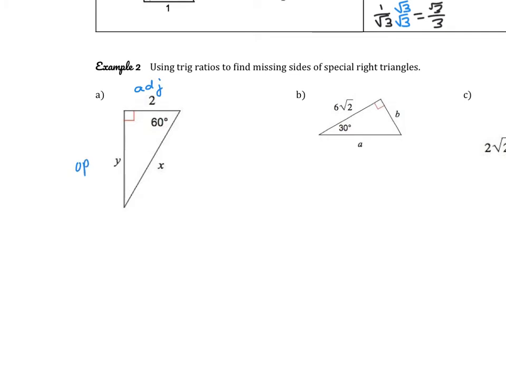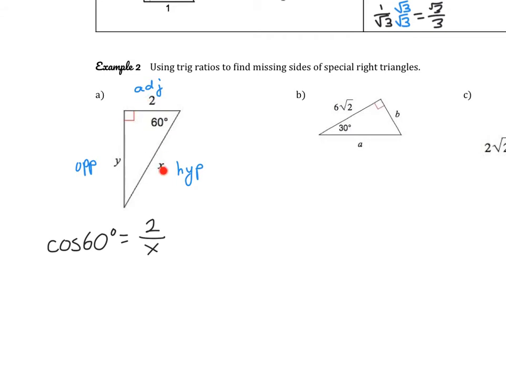This is the opposite side, and this is the hypotenuse. So let's start by finding x. If I want to find x, I have to use the hypotenuse and the value we know, which is the adjacent. So you ask yourself, which trig ratio uses adjacent and hypotenuse? We know that's cosine. So we could say the cosine of 60 degrees equals 2 over x.